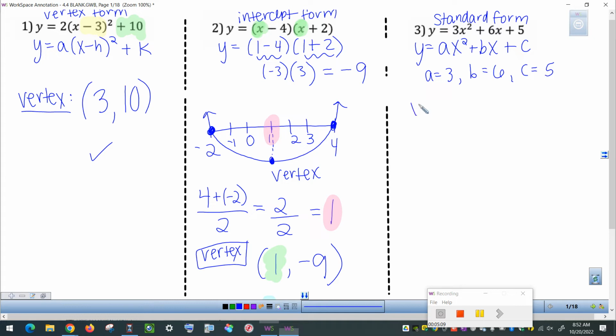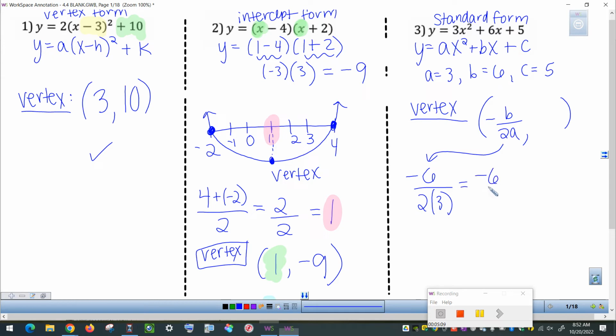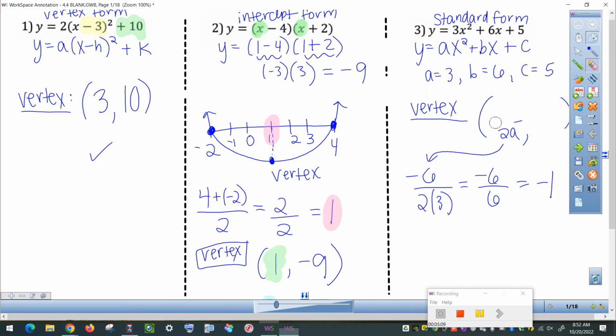Now, to get the x value of our vertex, we have a really simple formula that we want to memorize. It's negative b over 2a. We only do that formula if it's in standard form. So let's grab the values here. There is a negative sign in the formula. B is 6, and then a is 3. So this becomes negative 6 divided by positive 6. So we end up getting that the x value of our vertex is negative 1.